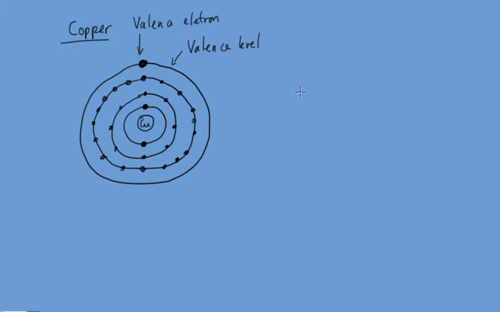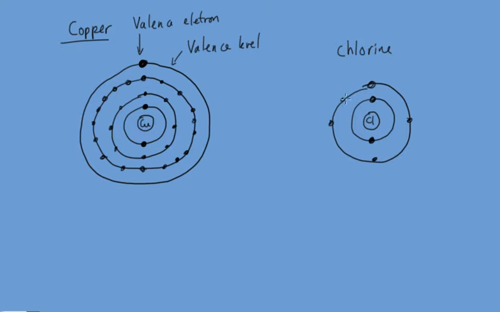Now, if you were to look at chlorine, let me just remind myself of the atomic structure of chlorine. Chlorine's not a metal, it's a non-metal. And so this is our nucleus. Again, the inner level always has 2 electrons if it's full. The next level is going to have 8 in it because it's full. 1, 2, 3, 4, 5, 6, 7, 8. And then the outer level has 7. So 1, 2, 3, 4, 5, 6, 7.